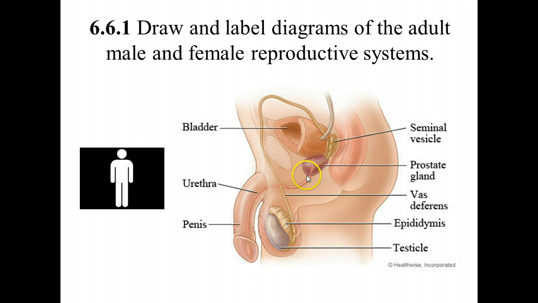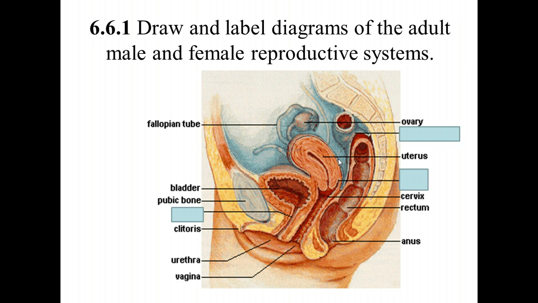And so this is one key difference in males, that the urinary system, or the excretory system, shares the same part of the pathway as the reproductive system. Whereas here in females, you notice that here's the bladder and here's the urethra, which is a different passage than through the vagina.